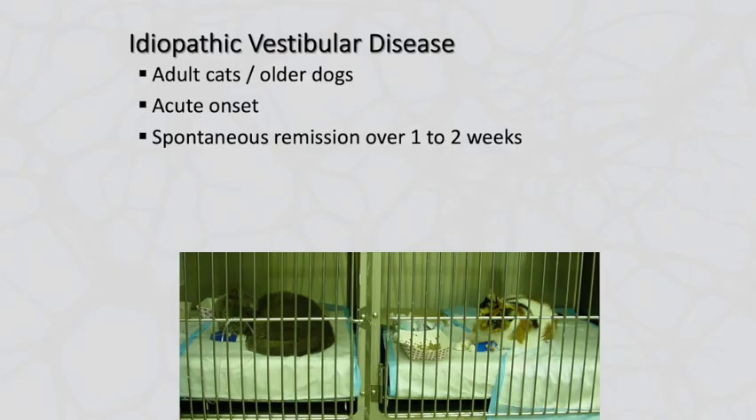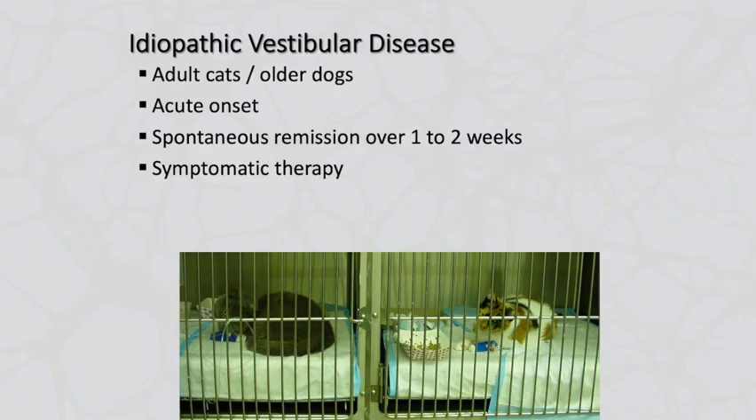The good part about idiopathic vestibular disease is it usually resolves within 1 to 2 weeks. When I say resolve, I mean that the patient is able to ambulate, there's improvement in their nystagmus and head tilt, but it's not uncommon that they have some degree of residual signs, especially with the head tilt. It doesn't mean they can't have a good quality of life, but it is important to remember that most of these patients, at least in my experience, don't have a 100% full recovery.